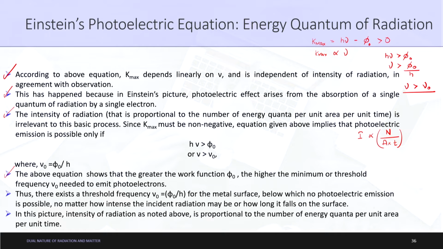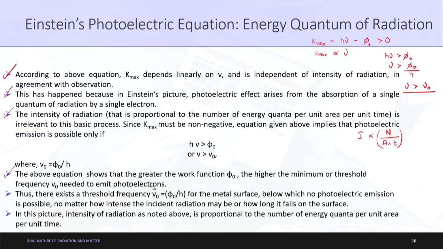Same thing only, so nothing much different. They are just trying to theorize everything which was being explained in the experimental study. So it shows that the greater the work function, the higher the minimum or threshold frequency nu naught needed to emit photoelectrons. Quite evident, as this value increases, the frequency which you are trying to emit on the metal surface should be much higher than this value, so that the photoelectric effect can be observed.